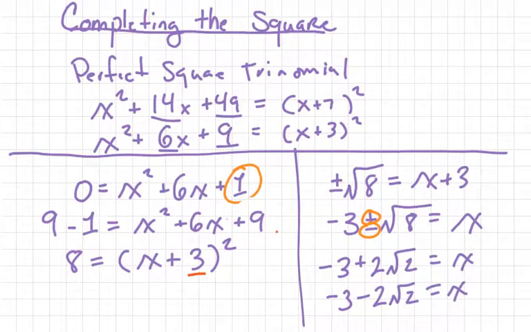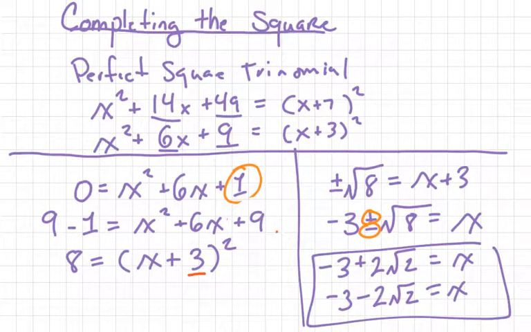These are my two x values where my parabola hits the x-axis. And if you notice, they are irrational, right? They have the square root of 2 on them, so they are irrational numbers. Let's go through another example.